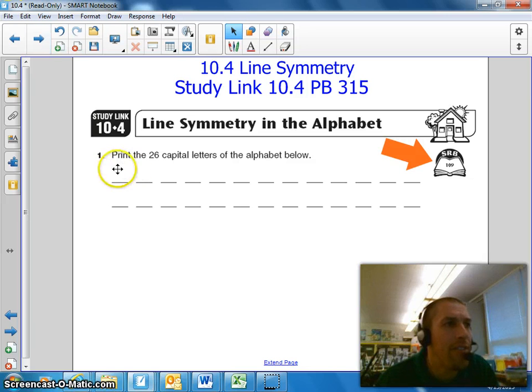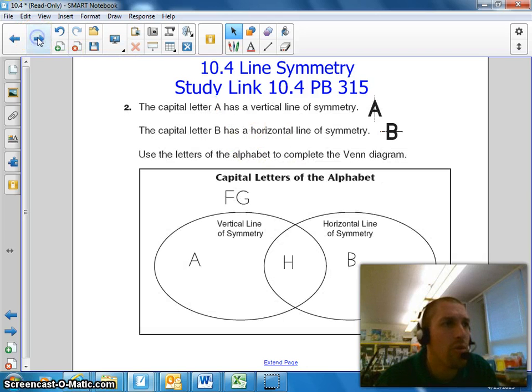Moving on, the homework that you're going to have in class is you're going to write all 26 letters of the alphabet, and you're going to have to figure out which ones have vertical lines of symmetry and which ones have horizontal. Remember, vertical are up or down, horizontal is side to side. So for example, A has a vertical line of symmetry, B has a horizontal line of symmetry, H has both because it goes up and down and side to side.